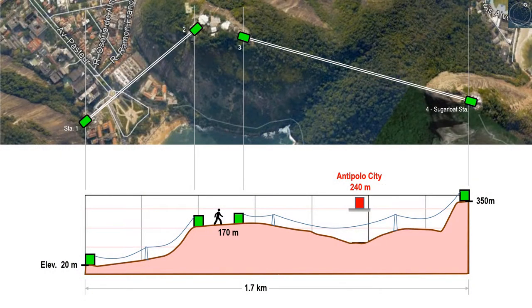This is the sectional view of the line showing the grade elevations of the travel path. The height of Antipolo City is embedded here to show that an aerial tram in this city may be viable. Antipolo is just a city next to Metro Manila. Metro Manila has 2 times the population of Rio de Janeiro.